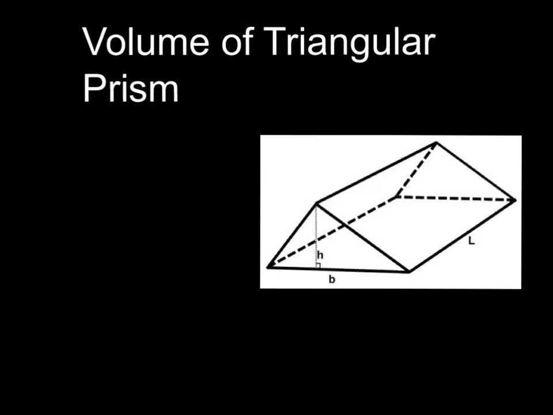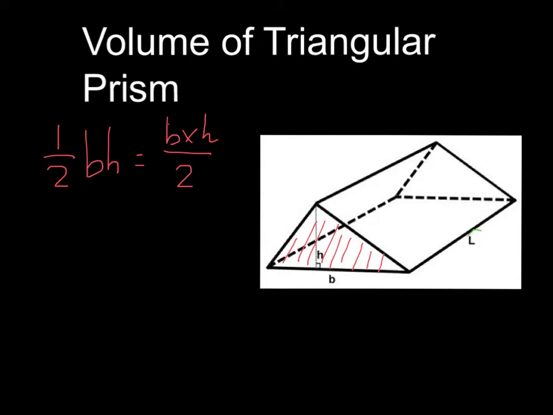To calculate the volume of a triangular prism, use the same formula as any other prism: base area times the height. The base area of a triangle is half of base times height, or sometimes written as base times height over 2. That's the base area, then we need to multiply it by the height.